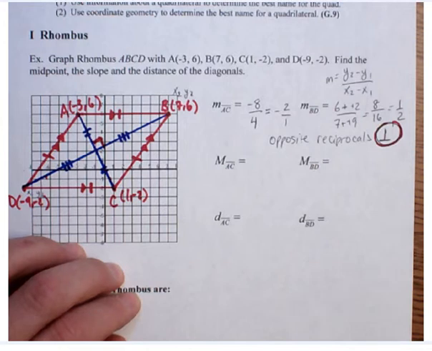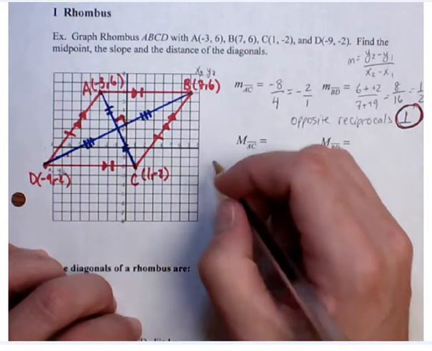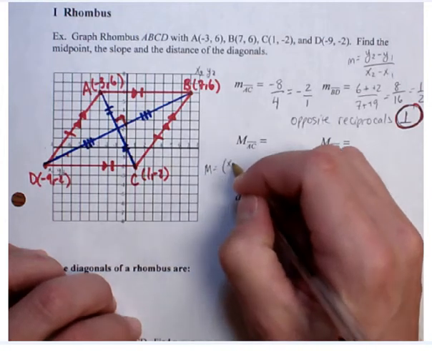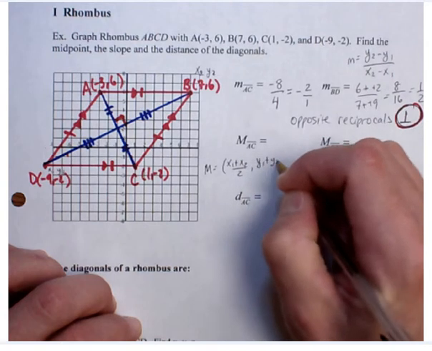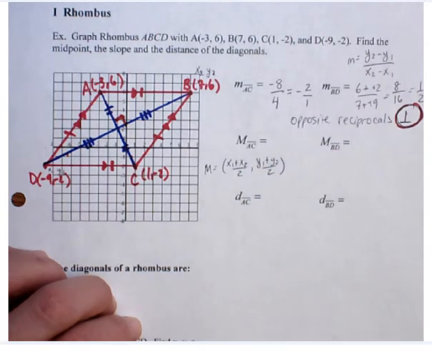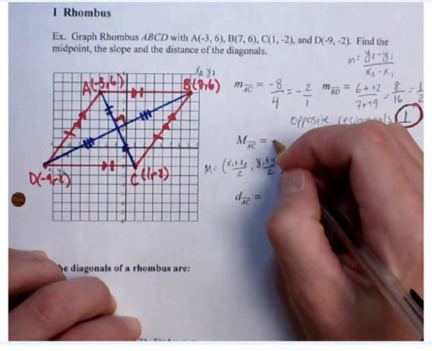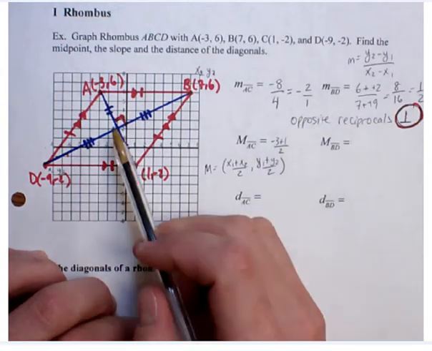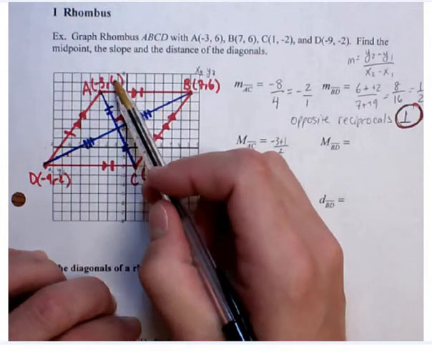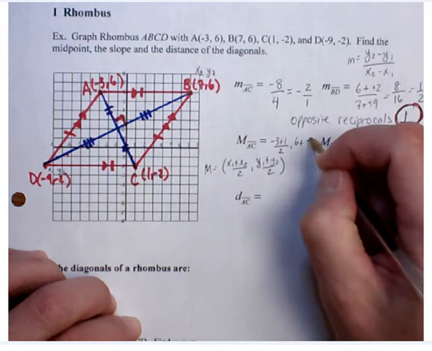Now, for midpoint, we can do the midpoint formula, which I'll write down here. Midpoint is we add the x's, divide by 2, comma, add the y's, divide by 2. So the midpoint of AC, we'll take AC here, add the x's, negative 3 plus 1 over 2. And you're adding for midpoint the y values, 6 plus negative 2 over 2.